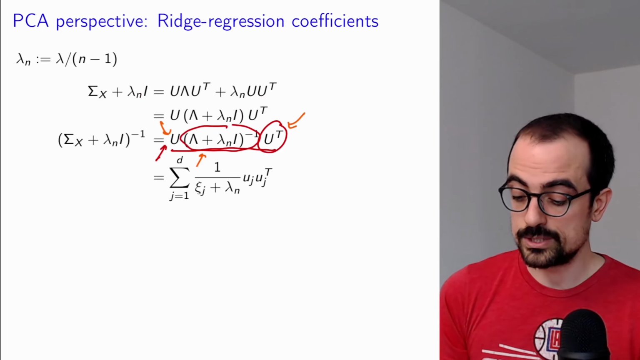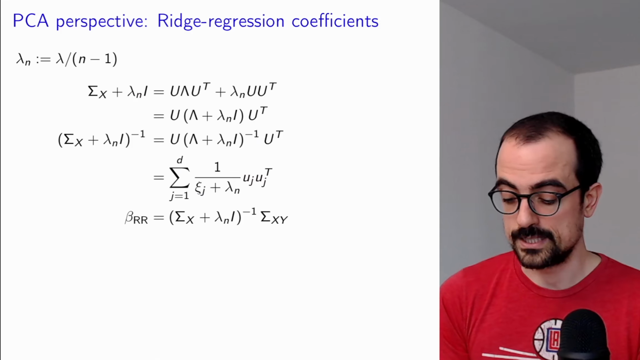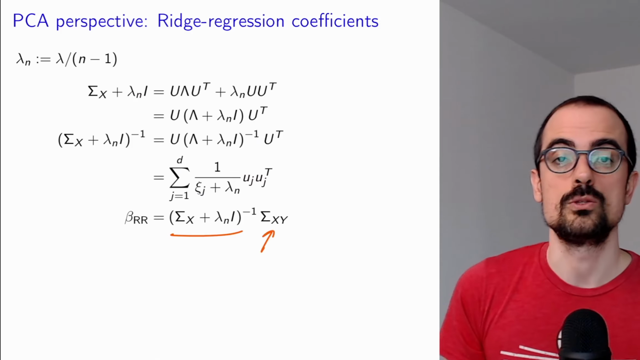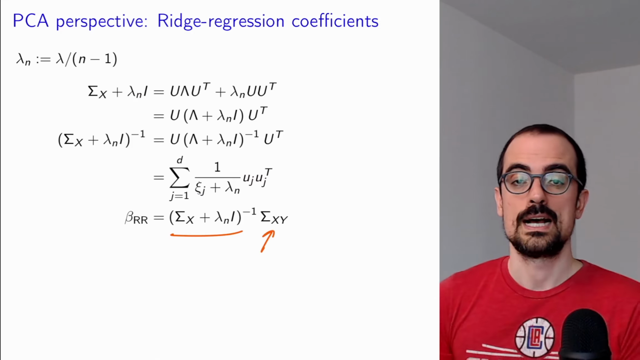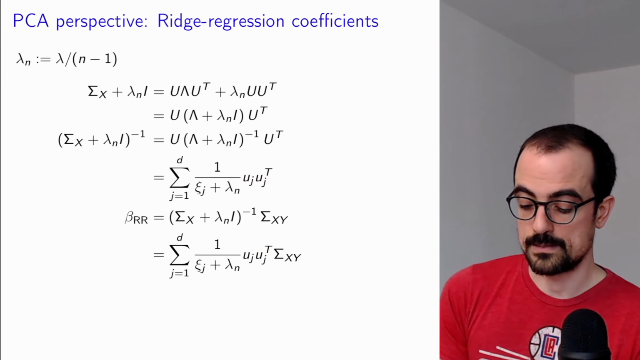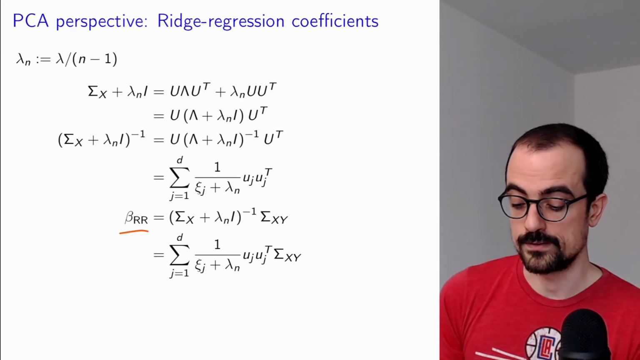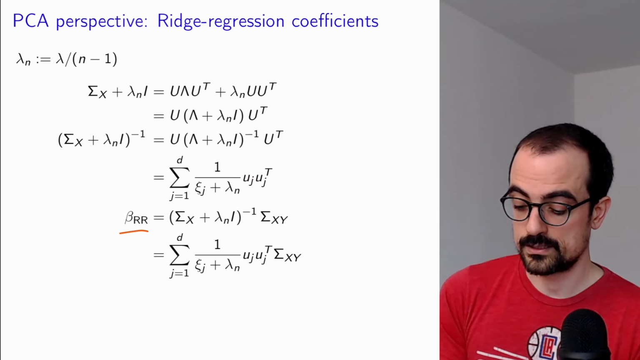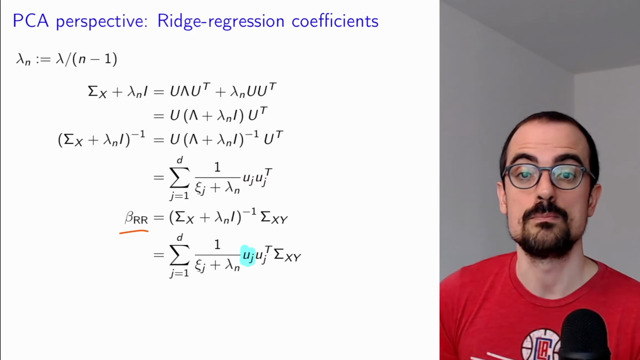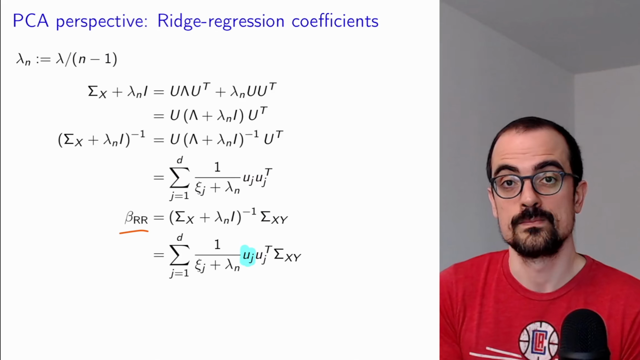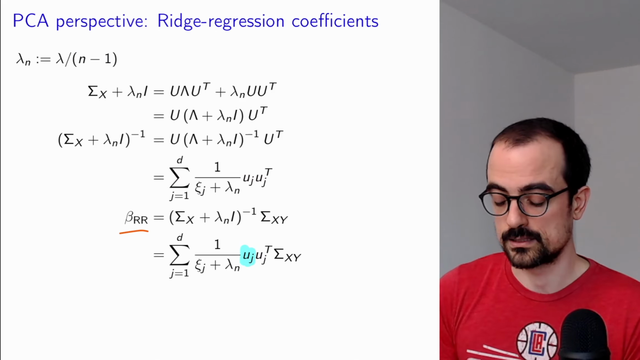this inverse like that, which is very useful because, as we had derived, that inverse is what hits the sample cross covariance between the features and the response to give us the ridge regression coefficients. So now we have again the ridge regression coefficients in terms of these vectors that are the principal directions of the features in the training set.